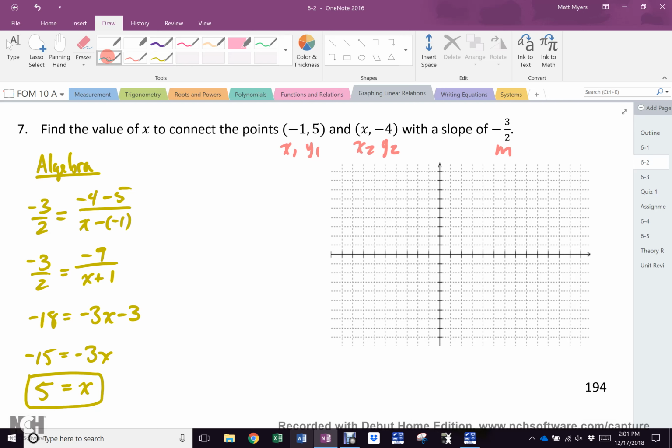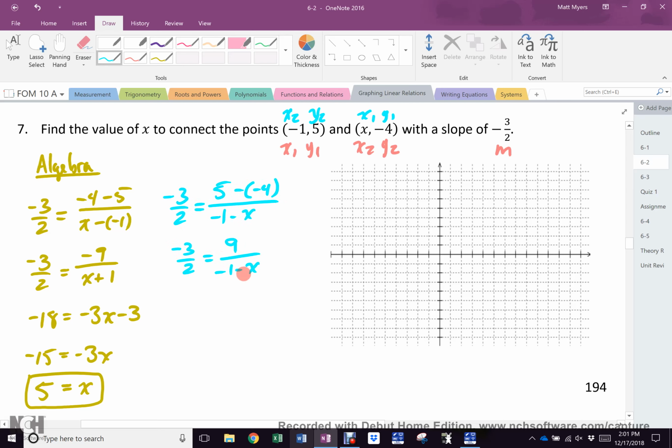Now, of course, it could have gone this way. x2, y2, x1, y1, in which case you would have had negative 3 over 2 equals 5 minus 4 over negative 1 minus x, which would have been negative 3 over 2 equals 9 over negative 1 minus x. Negative 3 times negative 1 is 3. Negative 3 times x is positive 3x equals 18. 3x equals 15. And x equals 5. You could have done either way.